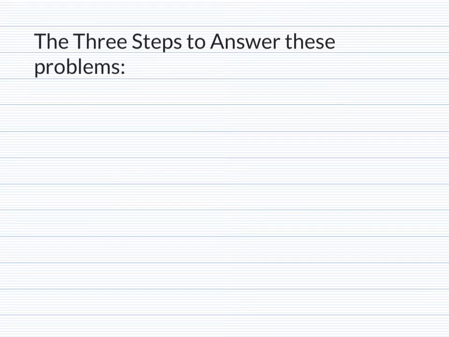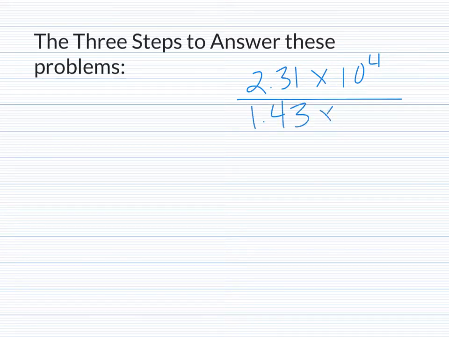So what we need to go over now is the 3 steps to answer the type of problems that we're going to be dealing with today, and those problems are specifically scientific notation division. So how do I take a question such as 2.31 times 10 to the 4th over 1.43 times 10 to the 2nd and divide this? Well, the first thing that I need to do is divide the regular numbers.